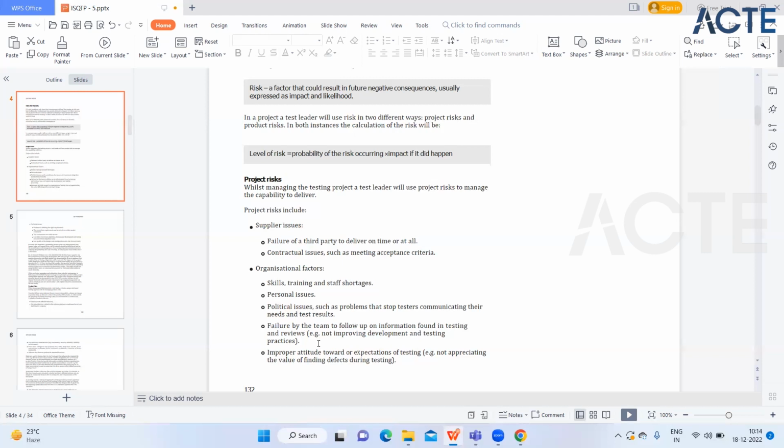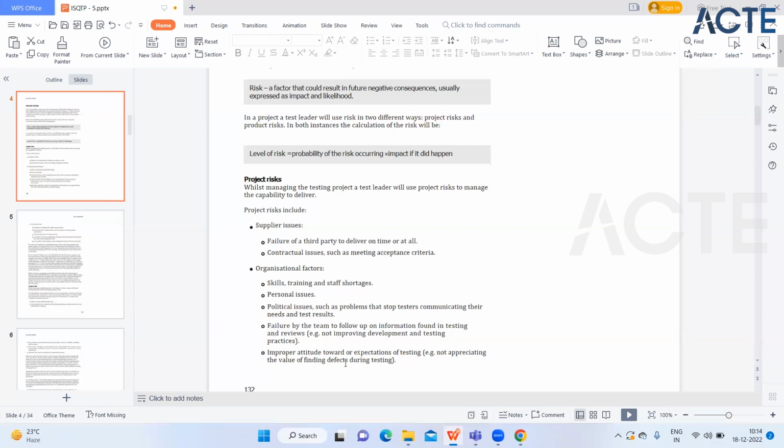For example, if we have any information and we have to discuss a defect, we have just raised it, or we are not communicating things in a proper way, then it's a kind of organizational factor, project risk. Now, improper attitude towards or expectations of testing, for example not appreciating the value of finding defects during testing.